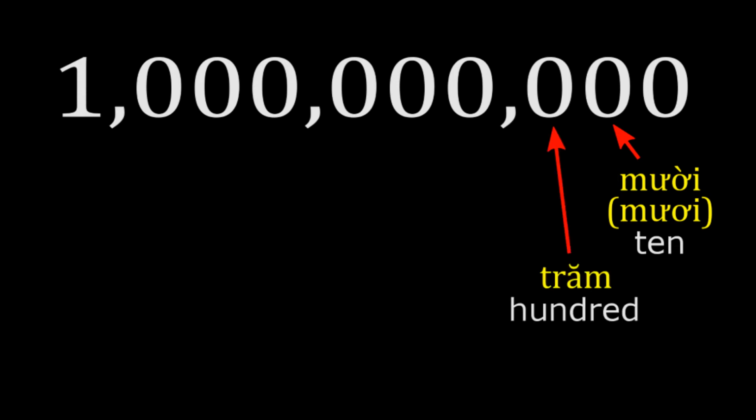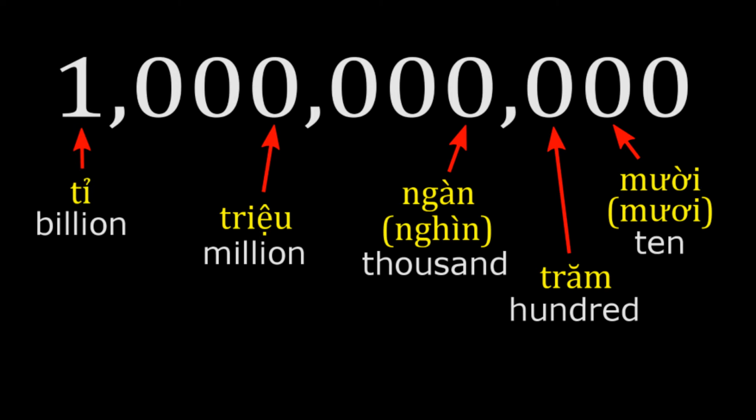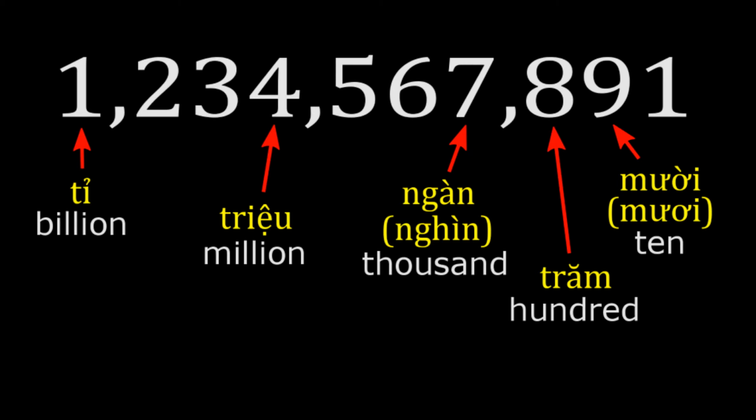Let's do some review. The word for 10 is 10 or 10. The word for 100 is 100. The word for 1000 is 1000 or 1000. The word for million is 9. The word for billion is 10. Let's do another exercise together. How do you say this number? 1 tỷ 200 300 400 500 600 700 800 900 1000 Mốt.